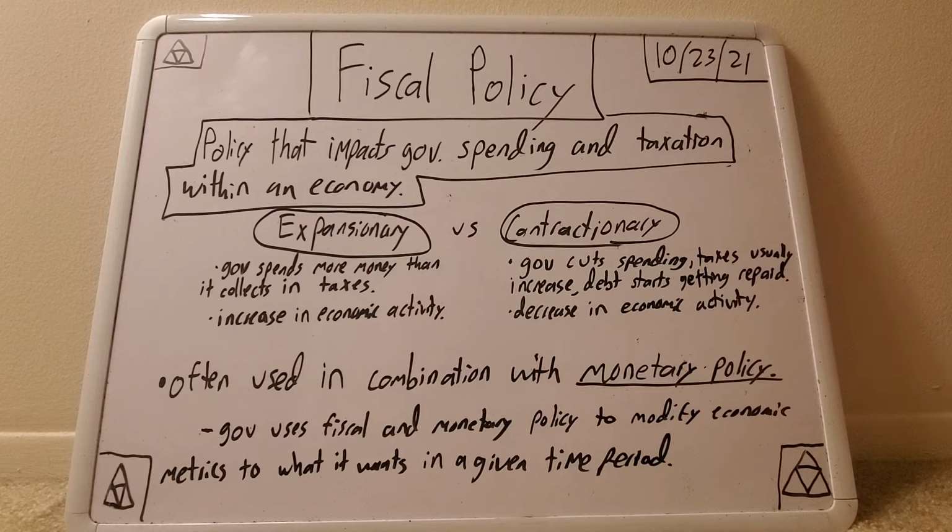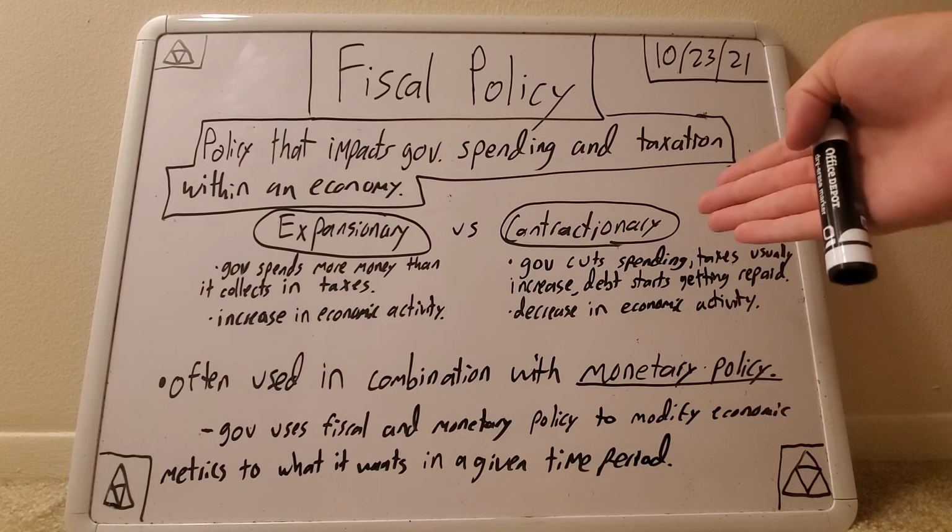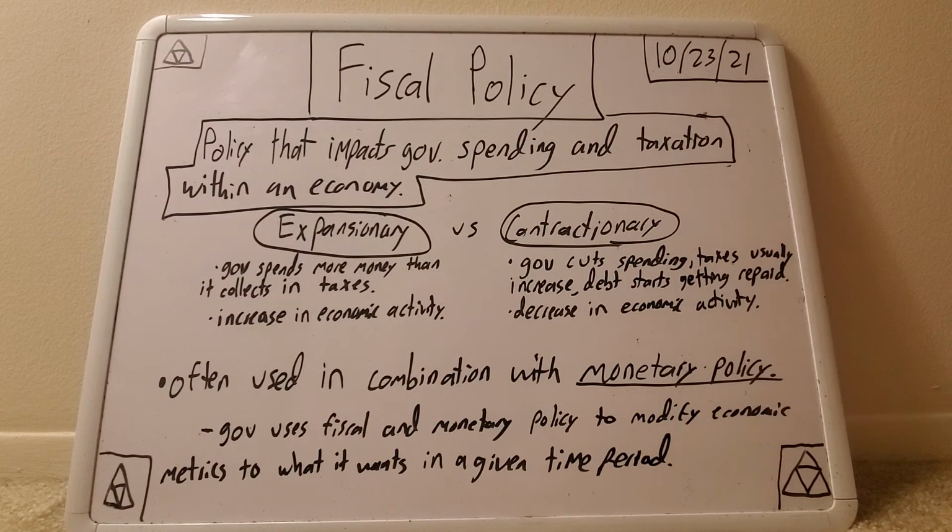Now, if we want to compare this with contractionary fiscal policy, this is when the government cuts spending. Taxes are going to usually increase, and because the spending is cut and taxes either stay the same or sometimes increase, that's when the debt starts getting repaid. So the debt will go down during contractionary fiscal policy periods. But one caveat is going to be a decrease in economic activity through these contractionary periods.